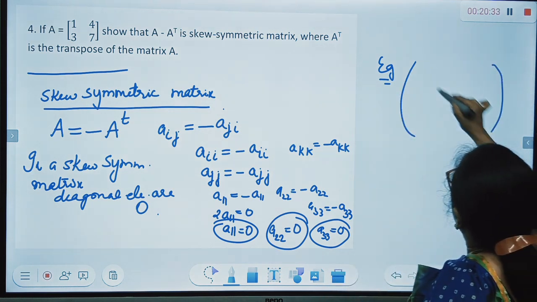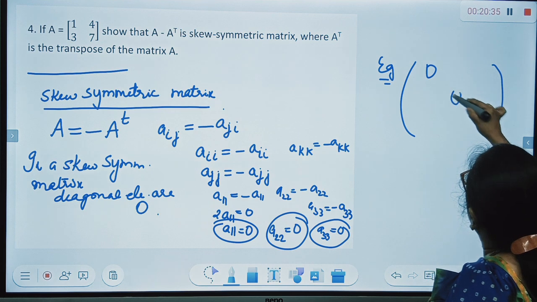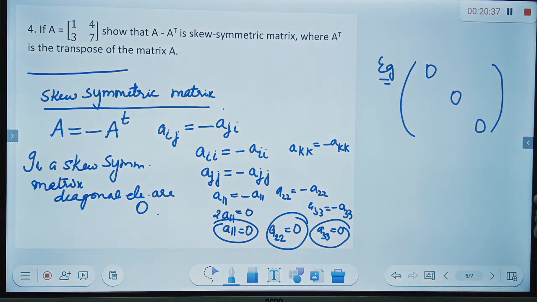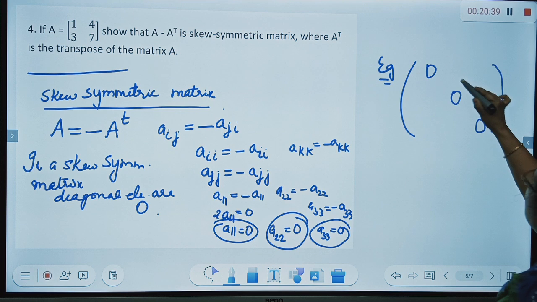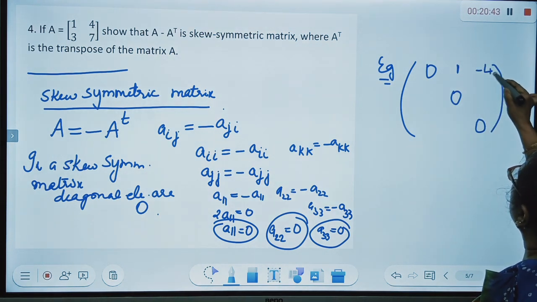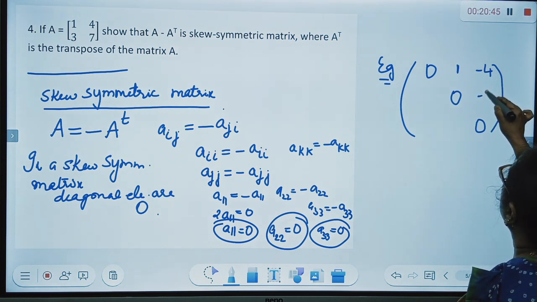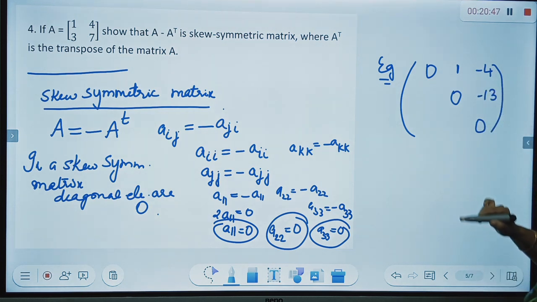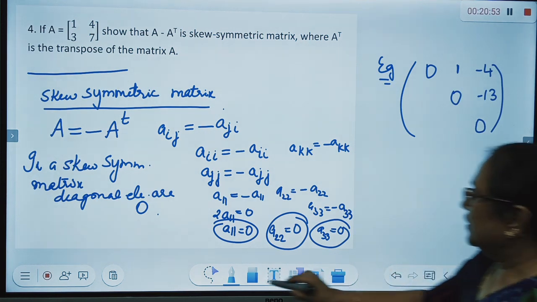So now shall we make an example of a skew symmetric matrix? First let me fix the diagonal elements 0, 0, 0. Then let me fill these elements 1, minus 4, minus 13, right? So I have filled one side of the triangle. Now I am going to fill the other side.